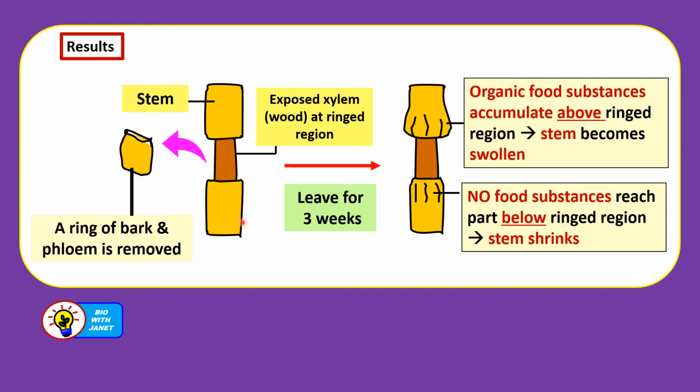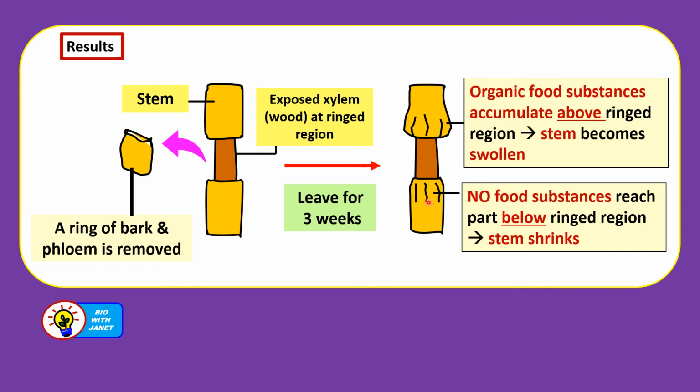So here are the results. At the beginning, we removed a ring of bark which also contains the phloem tissues, and the xylem tissue, or the wood, which is a bit woody, is exposed. After leaving this hibiscus plant for 3 weeks, when we observe the stem, we find that the part immediately above the ringed region has become swollen. This is due to the accumulation of organic food substances like sucrose, which can also be tested. The fluid from here can be tested for the presence of organic food substances.